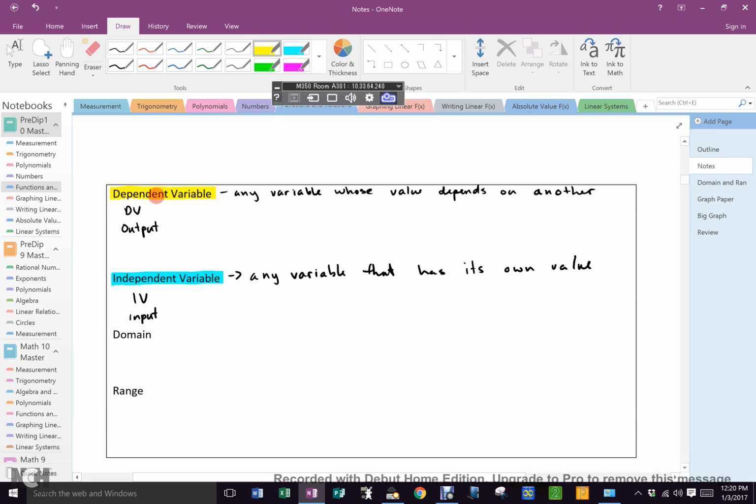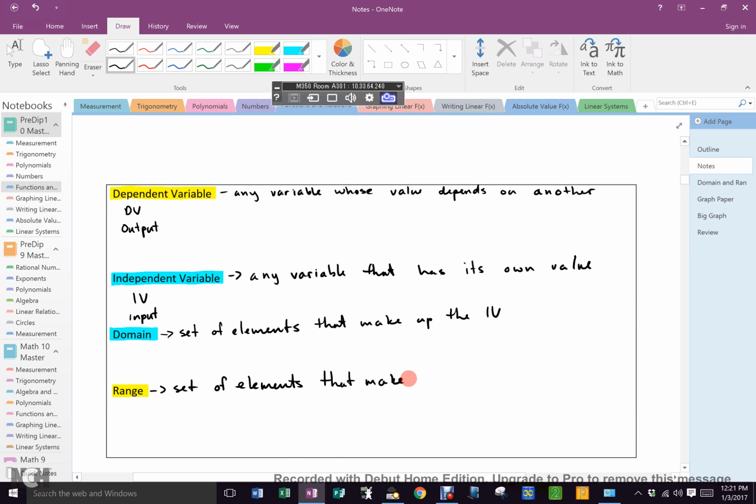Now, those two terms, dependent variable and independent variable, have sets, right? If there's more than one thing you are counting, then it has more than one element. We're doing dependent first: the dependent variable links up with the range, and the independent variable links up with the domain. The domain is just the set of elements that make up the IV, and the range is the set of elements that make up the DV.